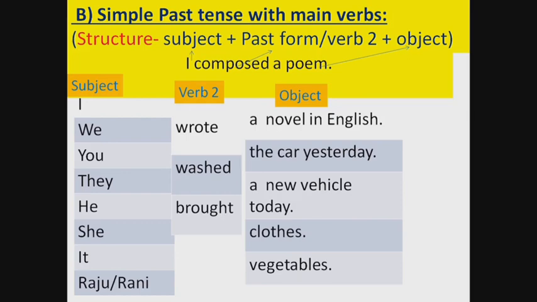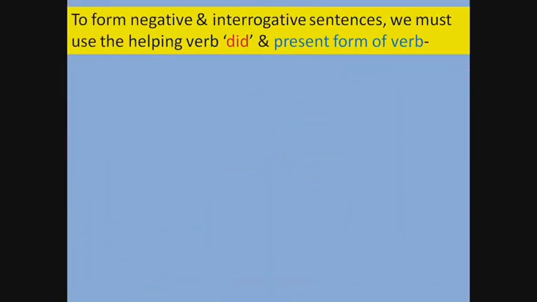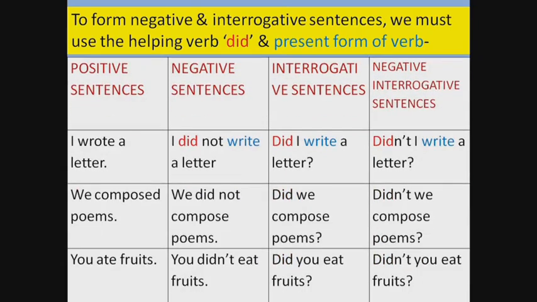I brought a new vehicle today. We brought a new vehicle today. You brought a new vehicle today. They brought a new vehicle today, etc. To form negative and interrogative sentences, we must use the helping verb did and present form of verb. For example, I wrote a letter.